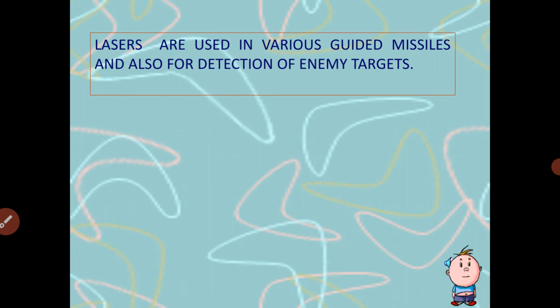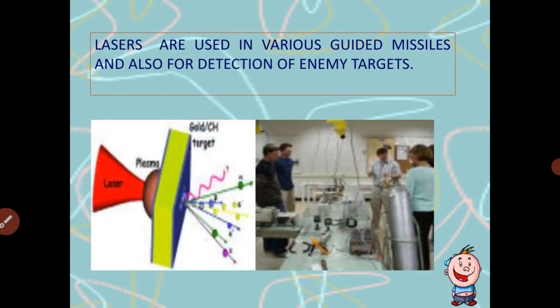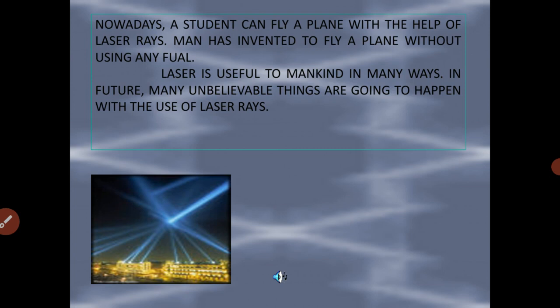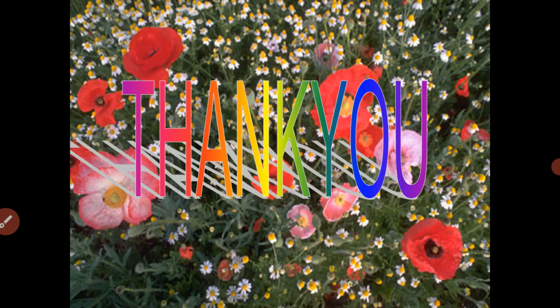Lasers are used in various guided missiles and also for detection of enemy targets. Next, nowadays a student can fly a plane with the help of laser rays. Man has invented a way to fly a plane without using any fuel. Laser is useful to mankind in many ways. In future, many unbelievable things are going to happen with the use of these laser rays.